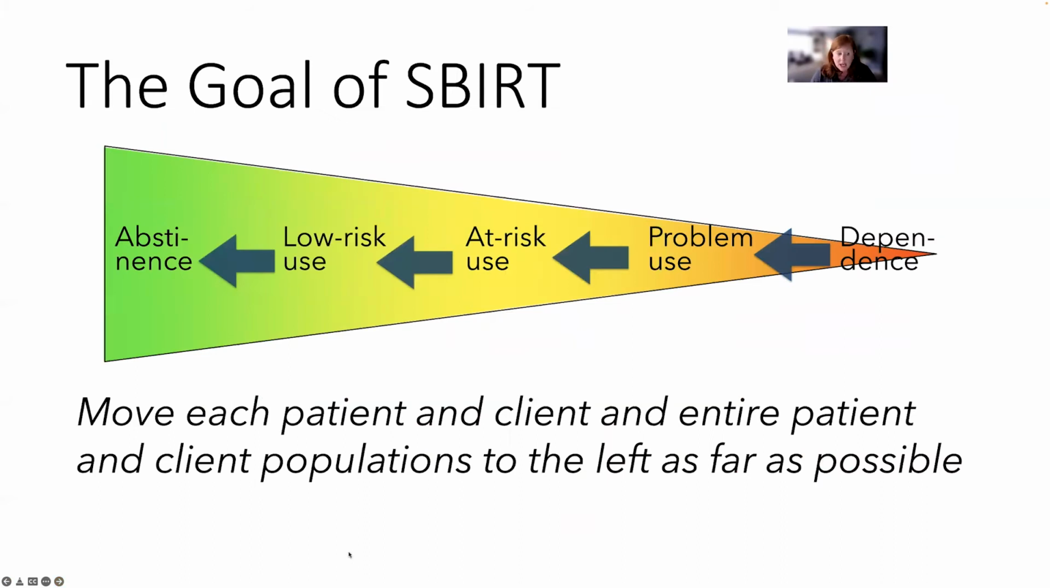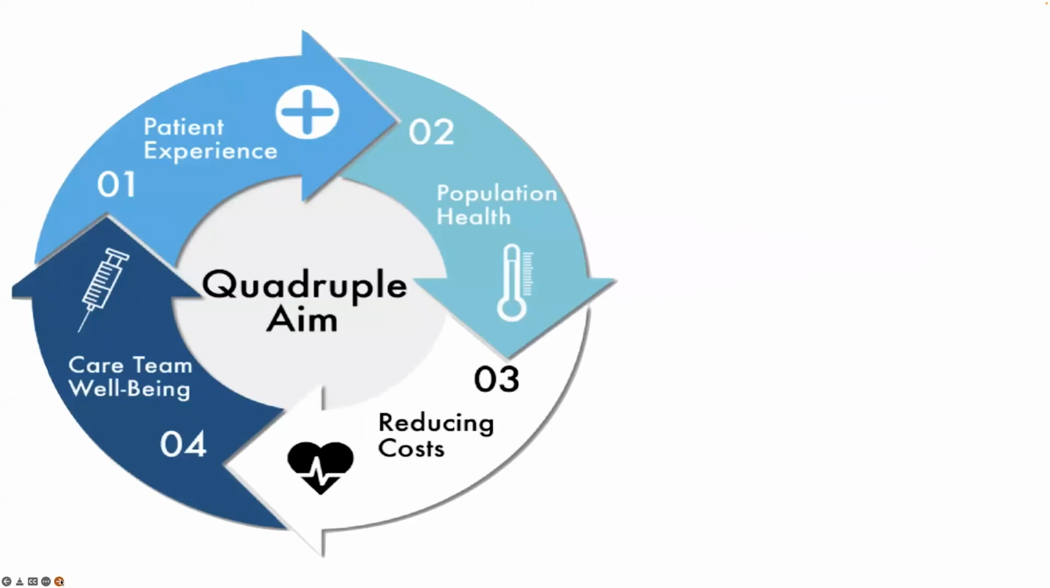The goal of SBIRT is not to make decisions for people, not tell people what they have to do about their use of substances, but rather our aim is to encourage and support movement from the right side of the continuum as far as we can to the left, celebrating each step towards the left as a part of harm reduction. SBIRT is good for everyone.